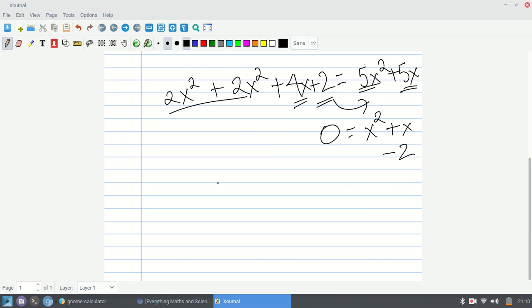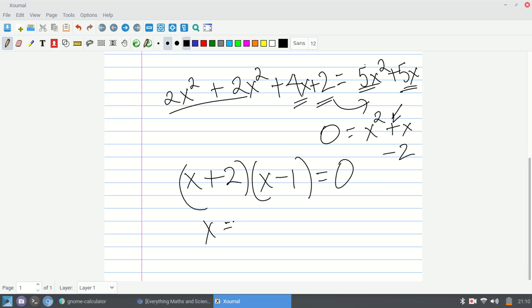So you need two numbers that multiply to negative 2 but add to 1. Very simple, right? It's going to be x plus 2 times x minus 1. And the reason why I chose plus over here is that you get a plus 1 in the middle, right? The bigger number has to take the plus. And so you get x equals negative 2 or x equals 1.